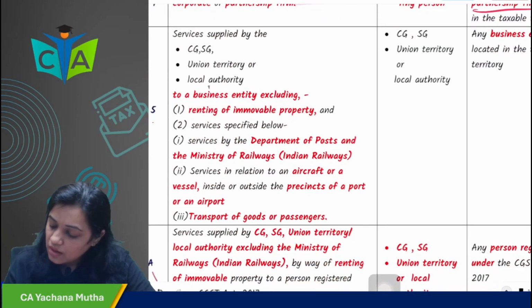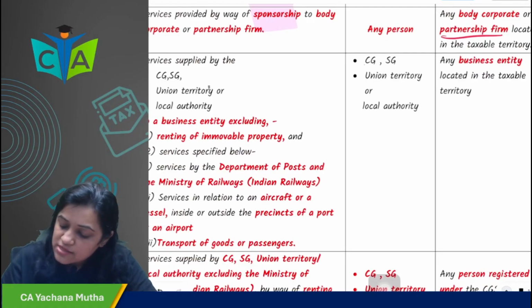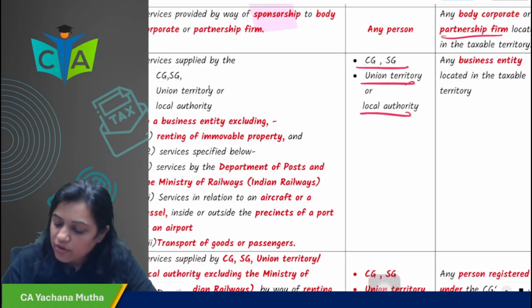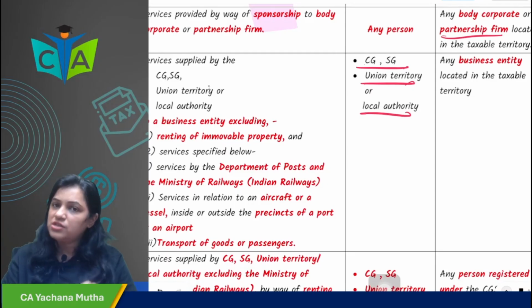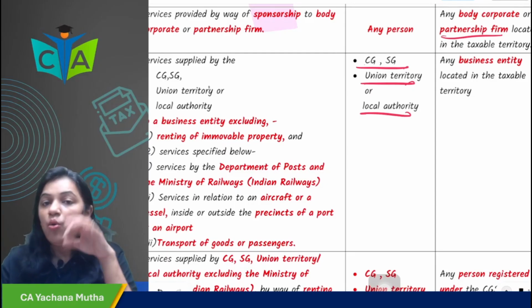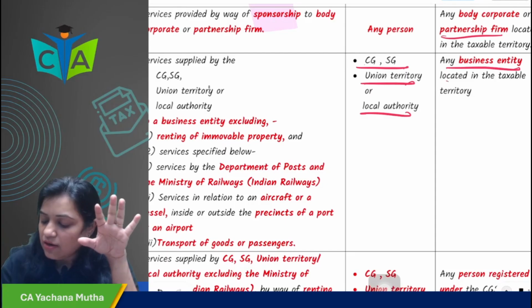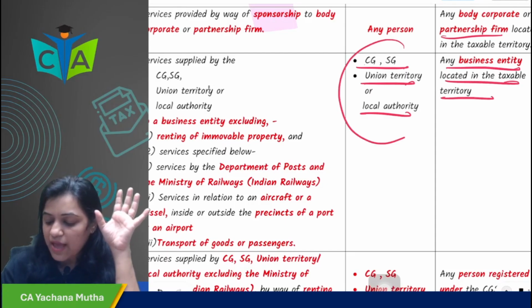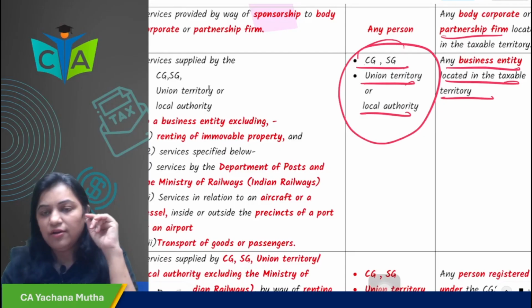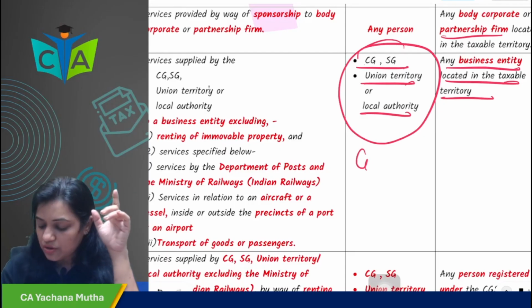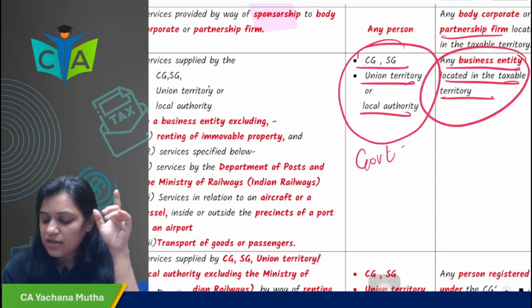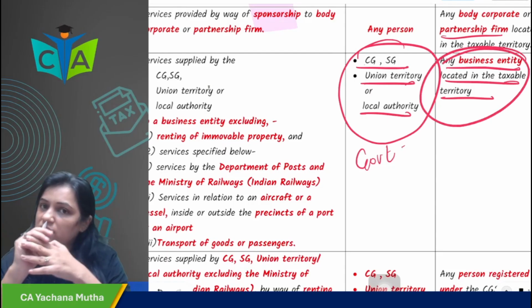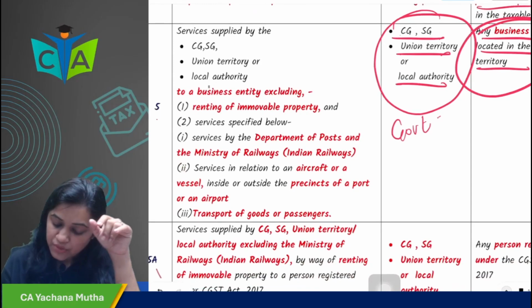Next. Who is the supplier of service? Central government, state government, union territory, local authority. Who is the recipient? A business entity located in the taxable territory. So the supplier is the central government, state government, union territory, or local authority, that is, governments. In short, to a business entity they would be discharging tax under reverse charge.